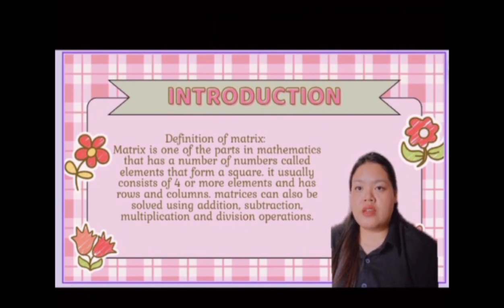Today I want to present about the introduction and definition of matrix. A matrix is one part of mathematics that has a number of numbers called elements that form a square. It usually consists of 4 or more elements and has rows and columns. A matrix can also be solved using addition, subtraction, multiplication, and division operations.